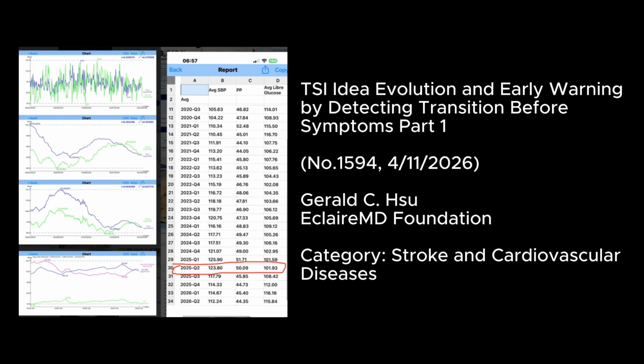TSI-2 evolution and early warning: detecting transition before symptoms, part 1. Number 1594, the 11th of April 2026, Gerald C. Eclaire MD Foundation. Category: stroke and cardiovascular disease.